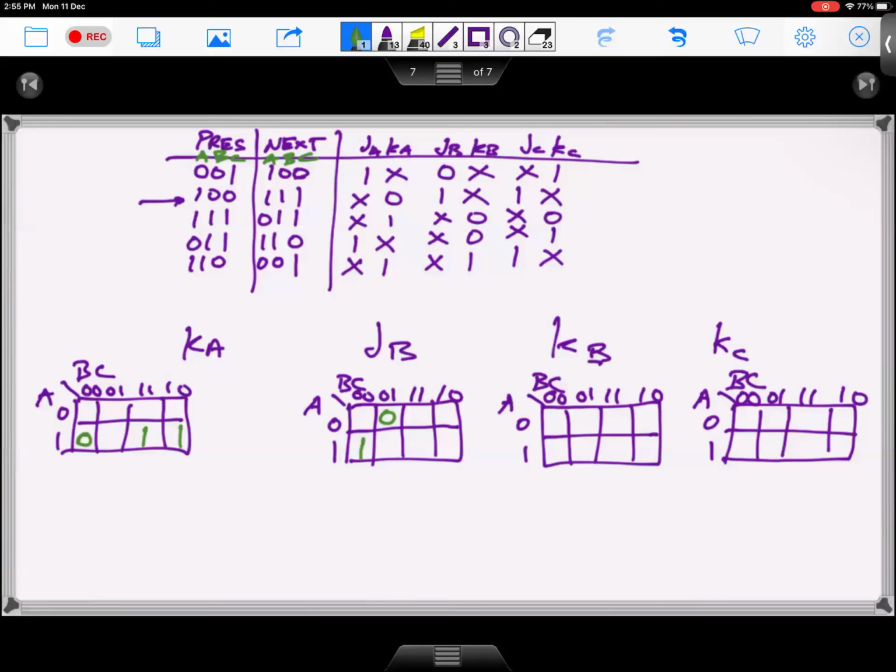Let's look at KB. We have 2 zeros, 7 and 3, and a 1 on 6. Then look at the next one here. We've got KC, the last one we're dealing with there. We have a 0 on 7, and we have a 1 on 3 and a 1 on 1. 1 and a 3. Okay?